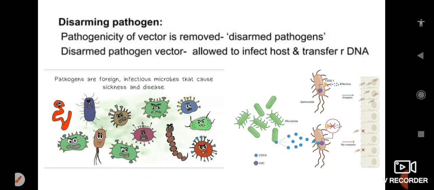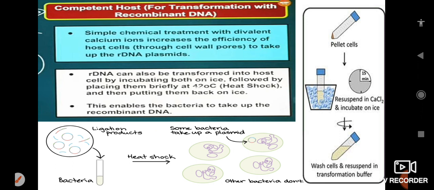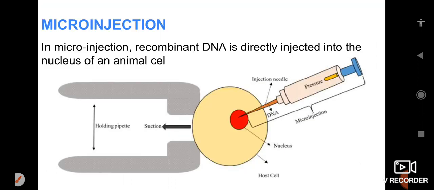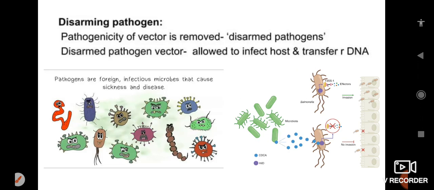Then I can also have a disarmed pathogen. So first I told you there is a chemical way of inducing the transformed DNA, a chemical treatment with calcium chloride. Then I have the heat shock manner, where I put it in ice, then give a heat shock and then put it in ice. Then there are physical methods like microinjection and the particle gun method, and there's a biological way where I am using a disarmed pathogen that I was talking to you about earlier.